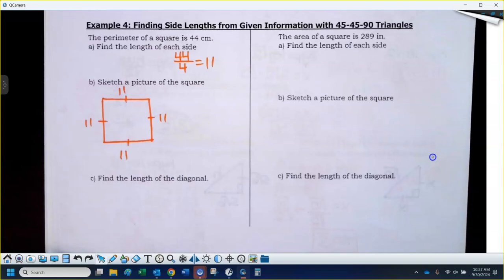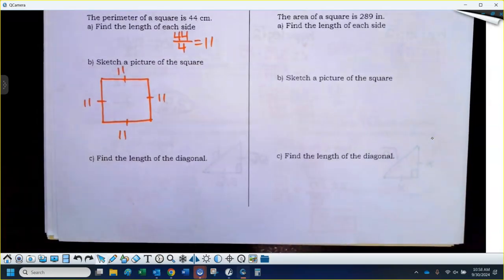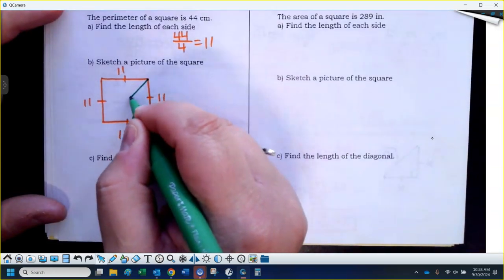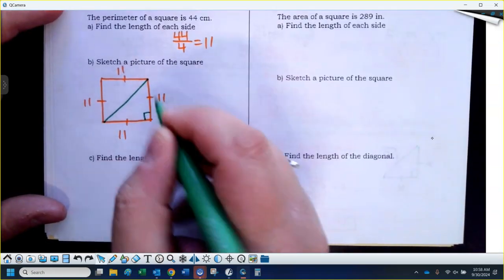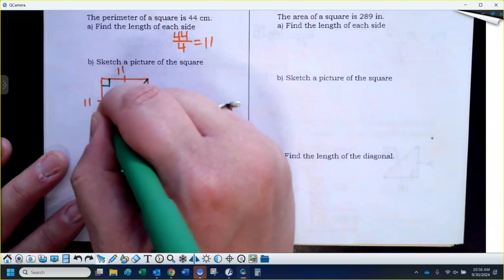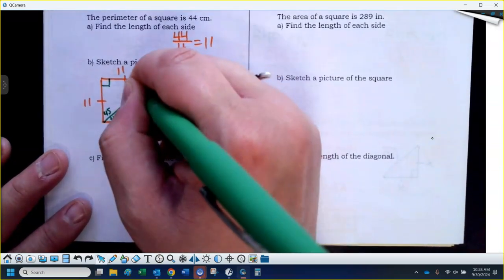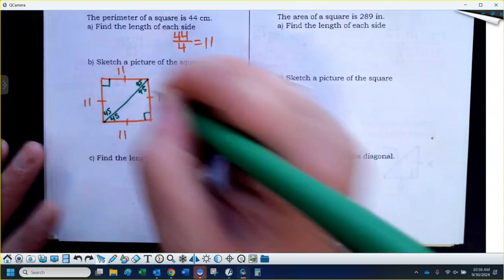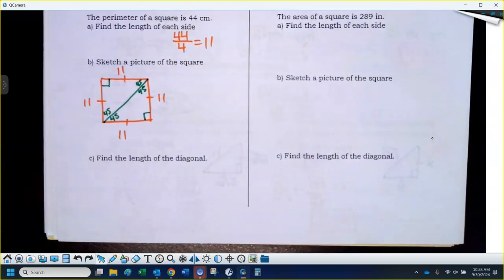All right, now it says find the length of a diagonal. So I'm just going to sketch a diagonal into my picture. And if I'm working with a square, those have to be right angles. The other thing, if you're working with a square, it's like a rhombus. The diagonal bisects the angle that it runs into. So I'm running into a 90-degree angle in either corner that I drew there, which would split that into 45 and 45. So basically a square is just two 45, 45, 90 triangles squished together.